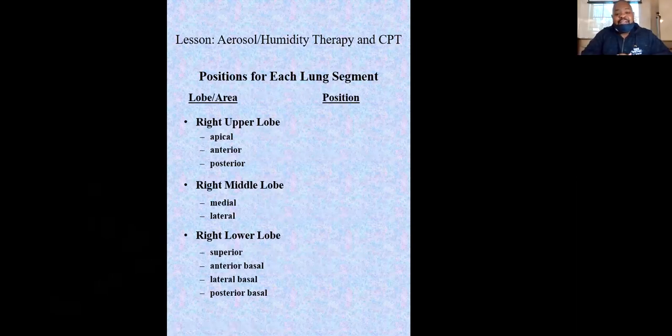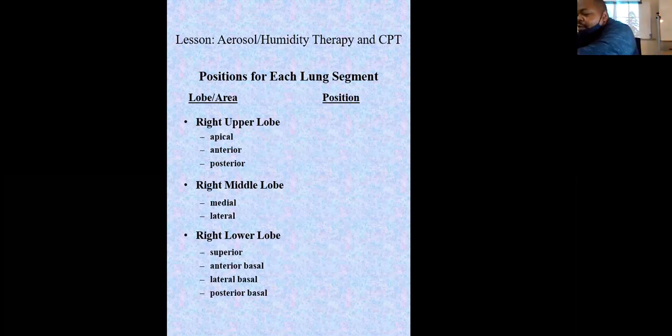Positions for each lung segment. All right, so now we have to know the segments and they're going to find out what the position is to drain those segments. So remember, you have to memorize these segments, okay? You're going to be asked these segments on your oral exam. They're going to pull a card and say, okay, tell me the segments of the right upper lobe. You're going to have to say, oh, that's apical, anterior, and posterior. Those are three segments in the right upper lobe, okay?